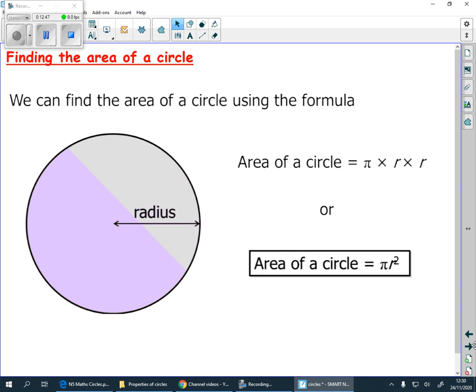So moving on to area. For the area of a circle, we're now using 2 dimensions. So we're going to have something that's squared. And as you can see here, we've got the area of a circle equals pi times the radius times the radius. So that's the area of a circle equals pi r squared.